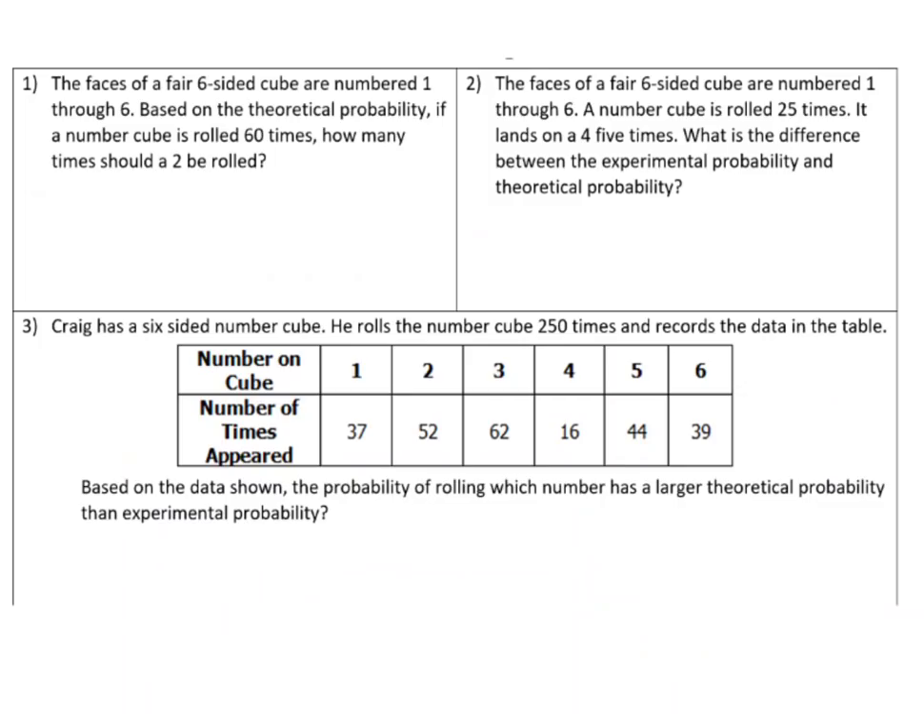Let's take a peek at number 3. Craig has a 6-sided number cube. He rolls it 250 times and records it. Based on the data shown, the probability of rolling which number has a larger theoretical than experimental?